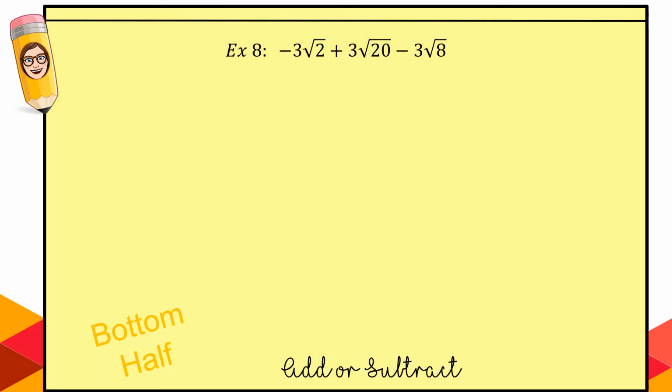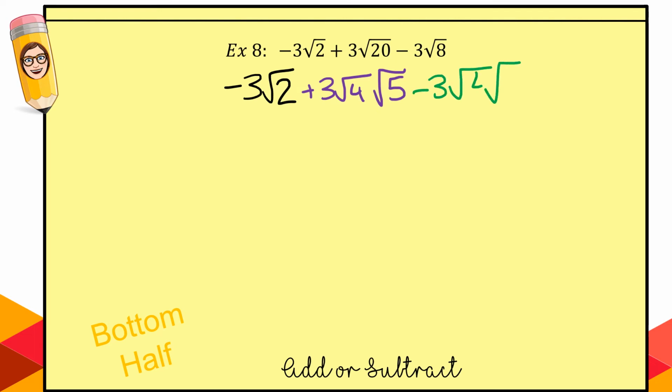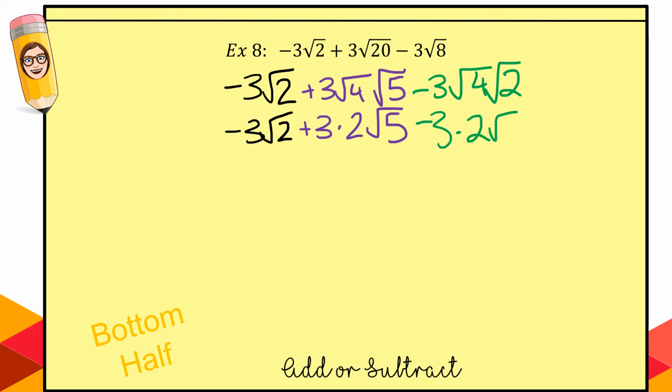Let's look at example 8. I have 2 radicals to reduce. So the first one stays. Radical 20 breaks down to 4 and 5. And then we also have radical 8, which breaks down to 4 and 2. All right, the first one stays. I like to drop them down so I don't forget. 3 times 2, and maybe you take care of it right away, but I'm going to write it out. And negative 3 times 2.